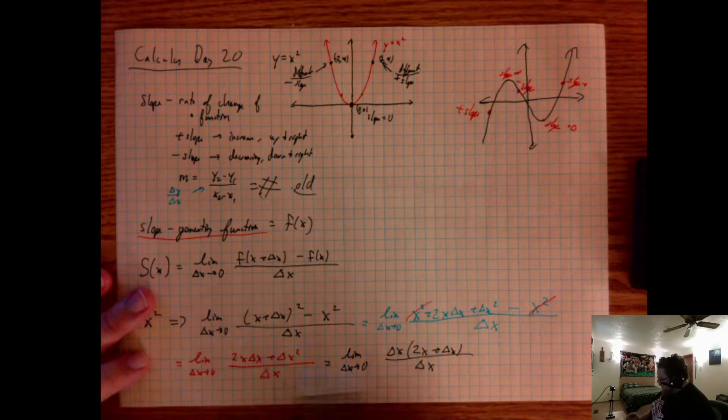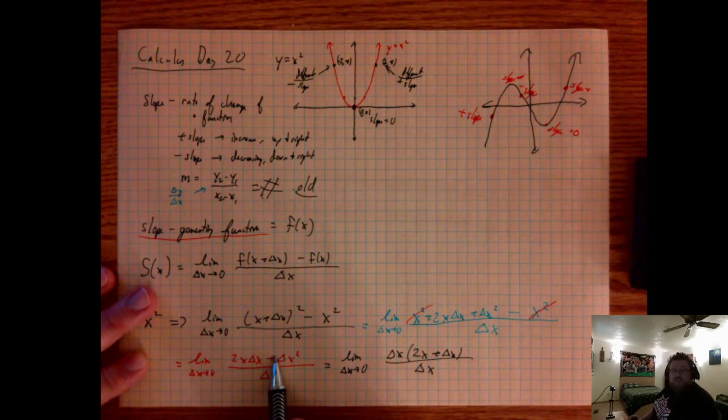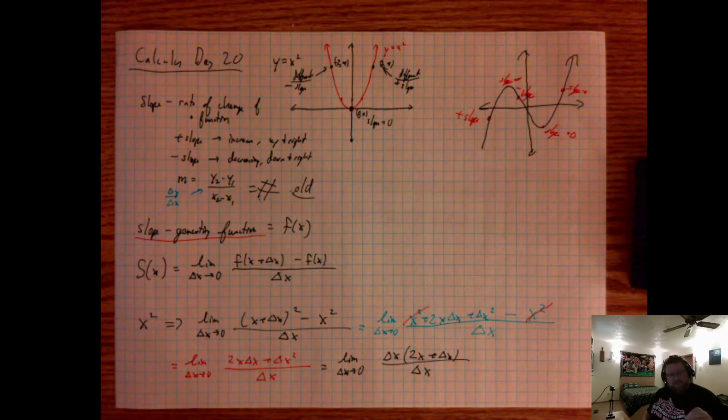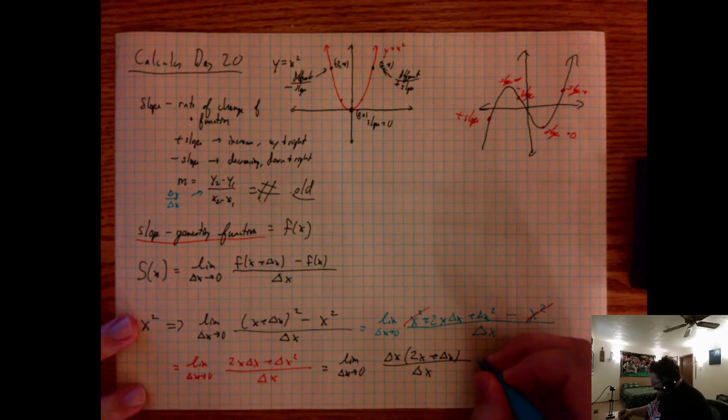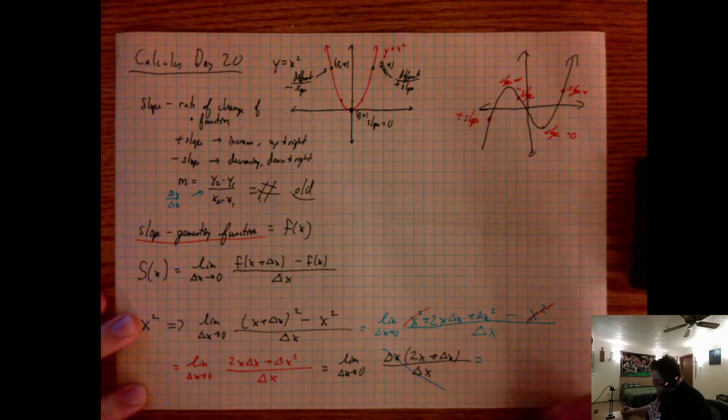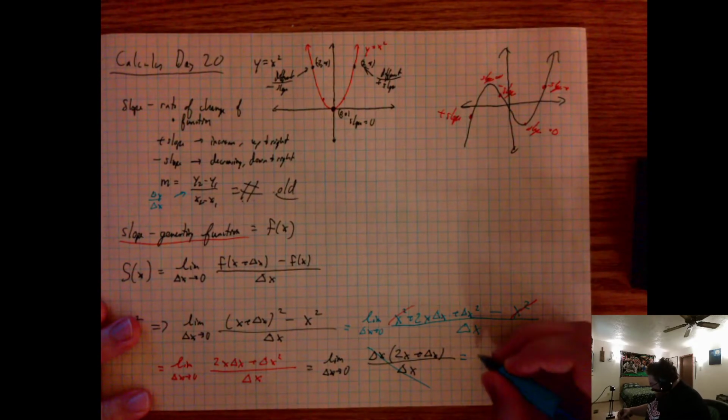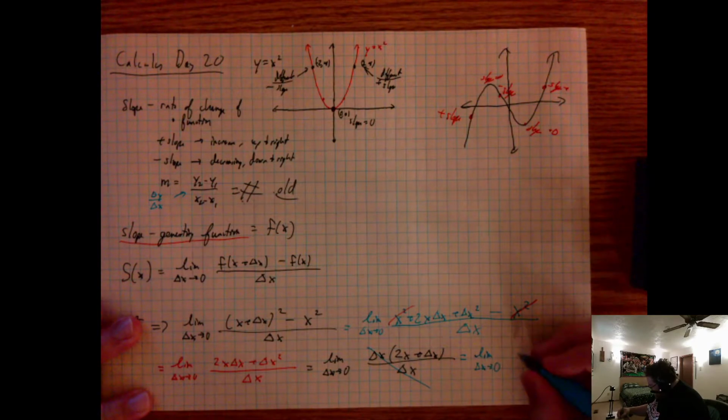I know that's right because if I redistribute the delta x, I get right back where I started. But again, if I plug in 0 for delta x, I still get nothing because on top I have 0, on bottom I have 0. I'm not finished yet. I keep going. I can cancel the delta x's out. This leaves me with the limit as delta x approaches 0 of 2x plus delta x.